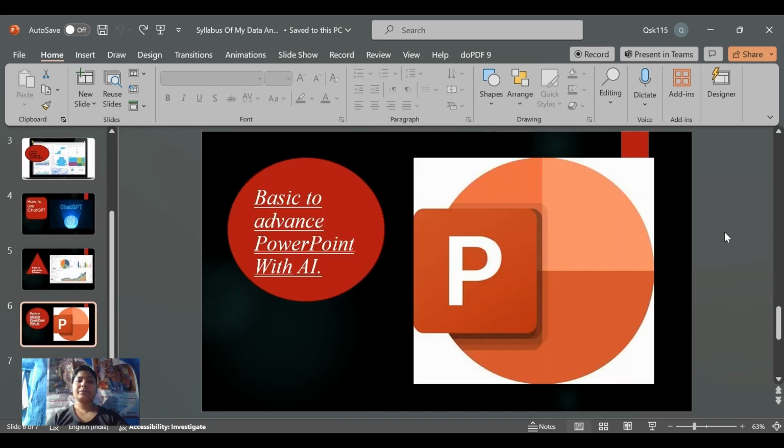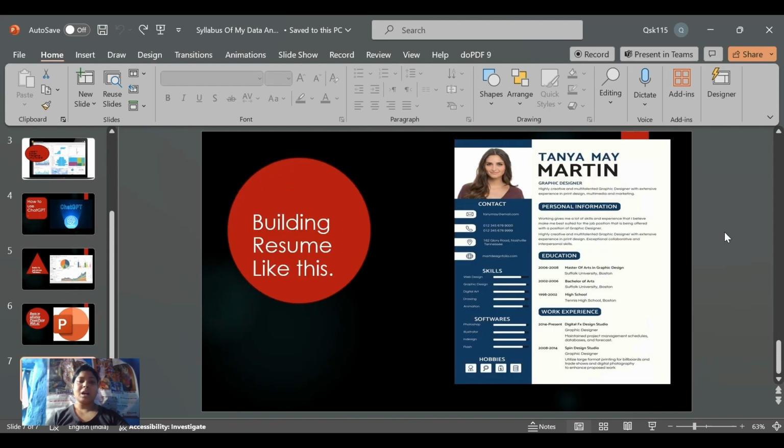After that, we learn basic to advanced PowerPoint with AI so that we can create attractive presentations to present in front of your client and in front of your management. Last but not the least, we learn how to build a resume like this, because a good resume plays a really important role during your interview, right?